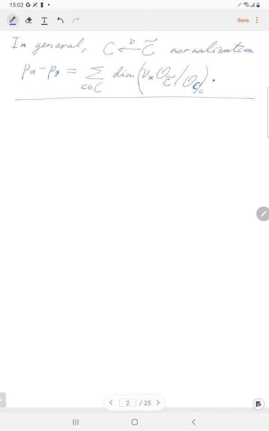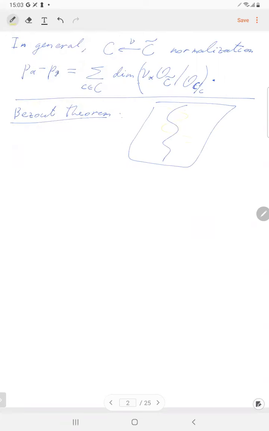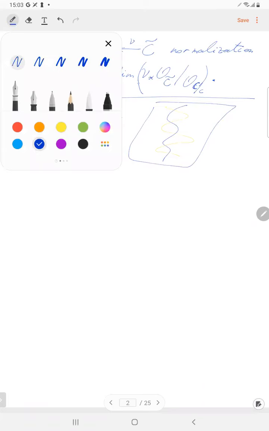Okay. So now this famous Bezout theorem. We have now two curves. So this is our projective plane. There is one curve like this. There is another curve like that. And we want to find the cardinality of their intersection, but they may intersect non-transversely.